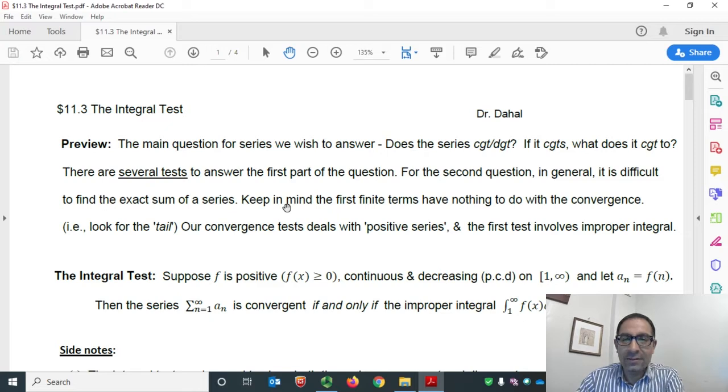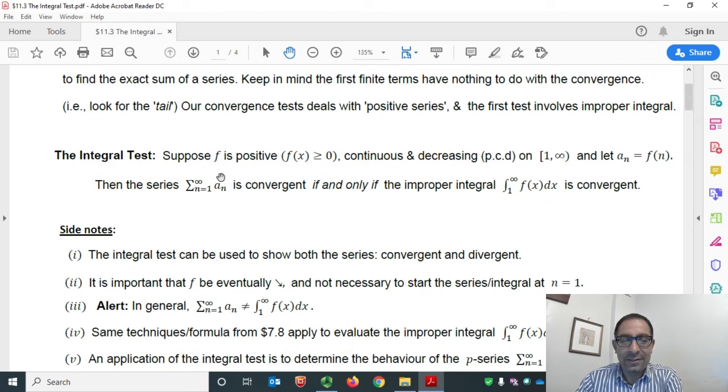Keep in mind, the first finite terms have nothing to do with the convergence or divergence of a series. We always look for the tail of the series. Our convergence tests deal with positive series, and the first test involves the improper integrals. Now let's start the integral test.